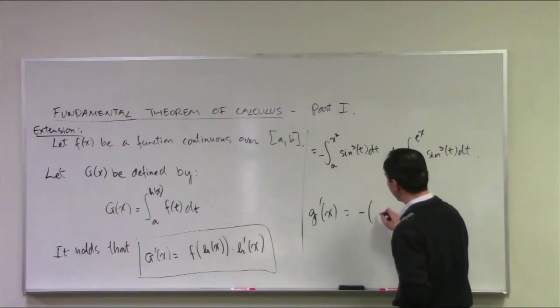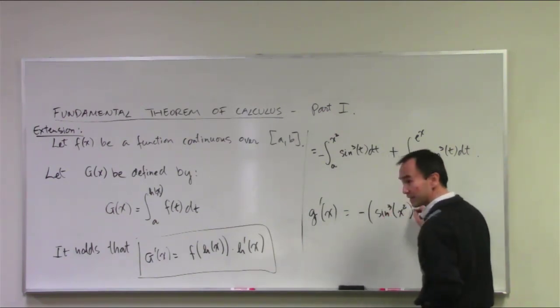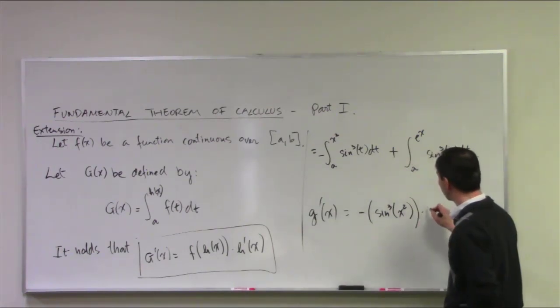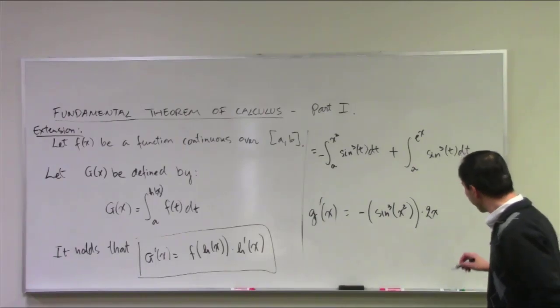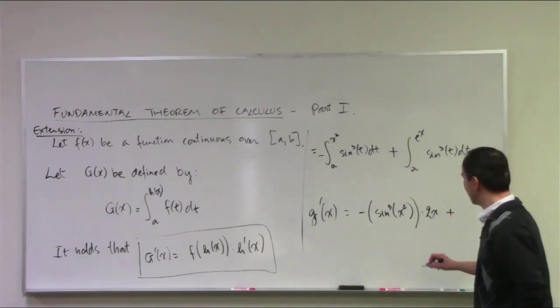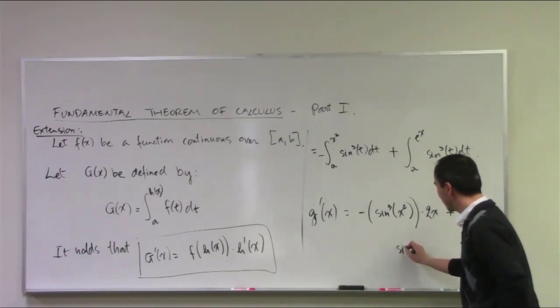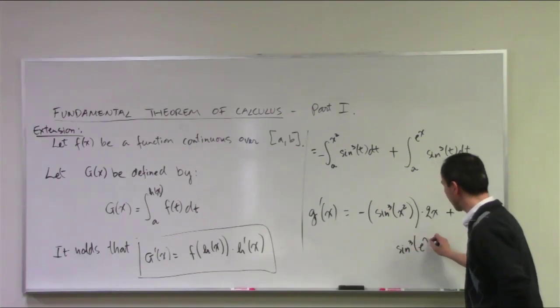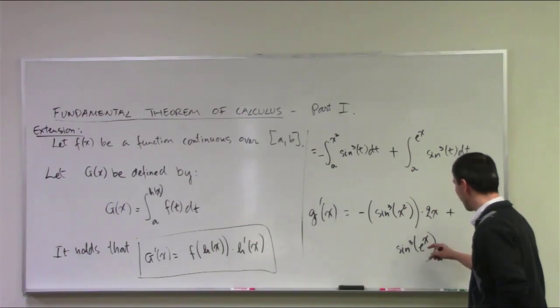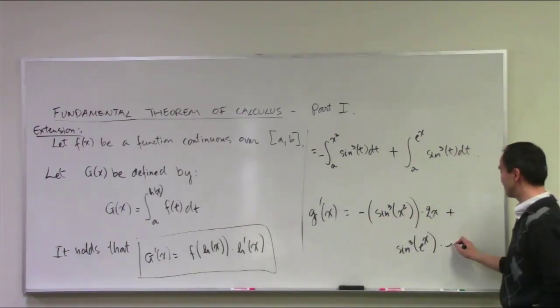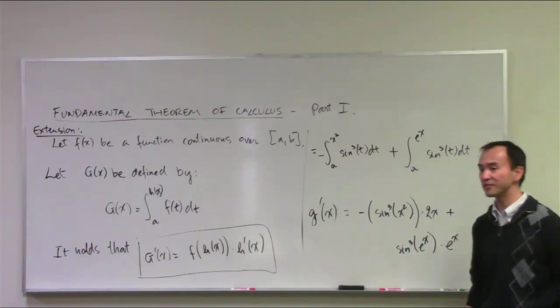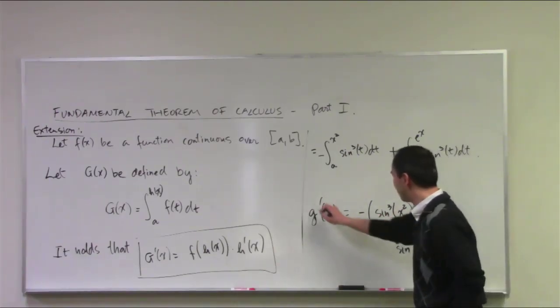And then what do we have here? Sine cubed of x squared. Are we good with that? And then multiply with 2x. Sound good? And then we're adding the other one, where we have sine cubed of e to the x. And then we multiply, according to that extension of the fundamental theorem of calculus, with e to the x, the chain rule kicking in right there. So that's how we have our final answer.